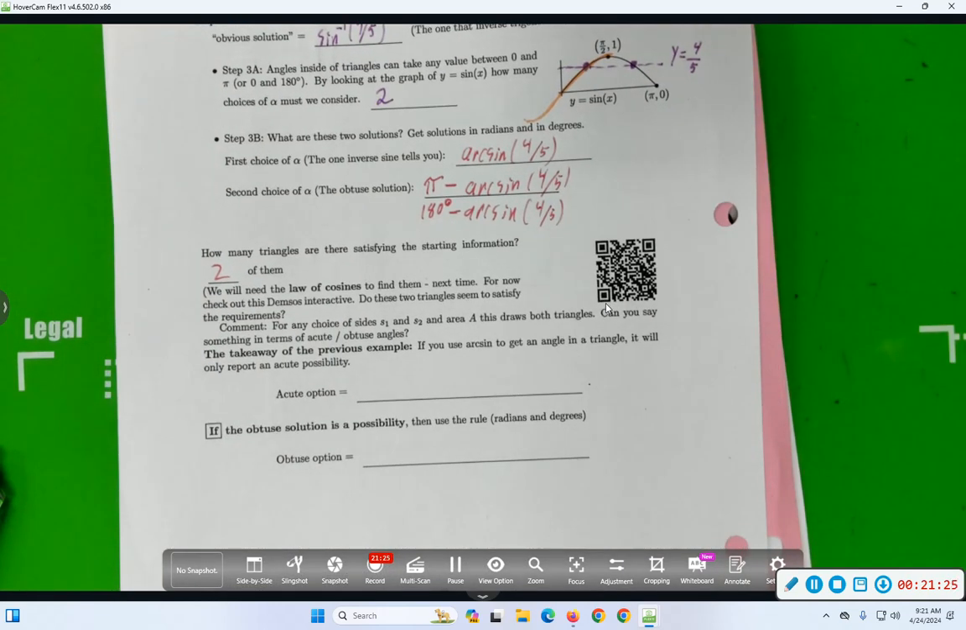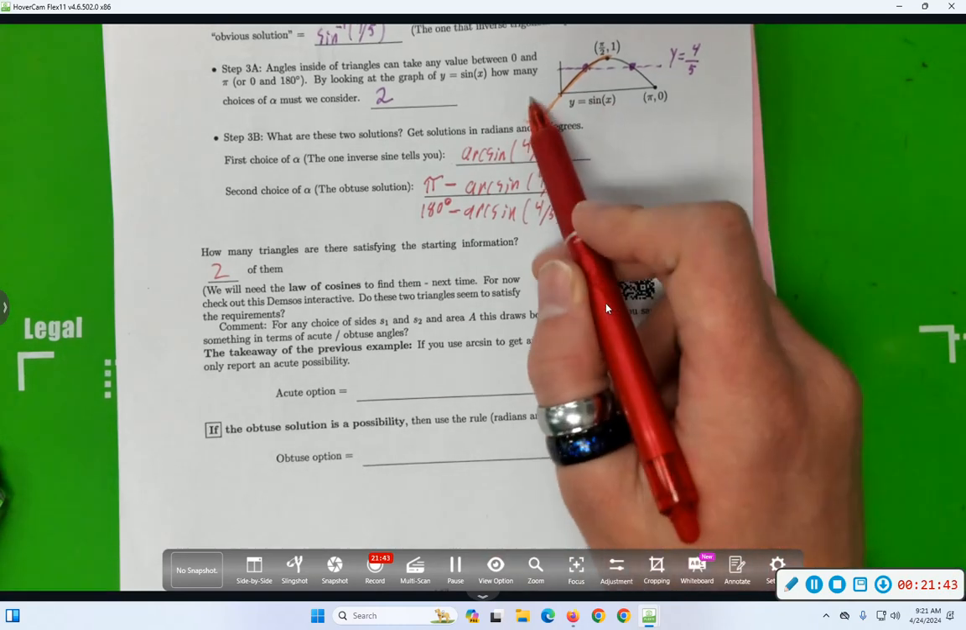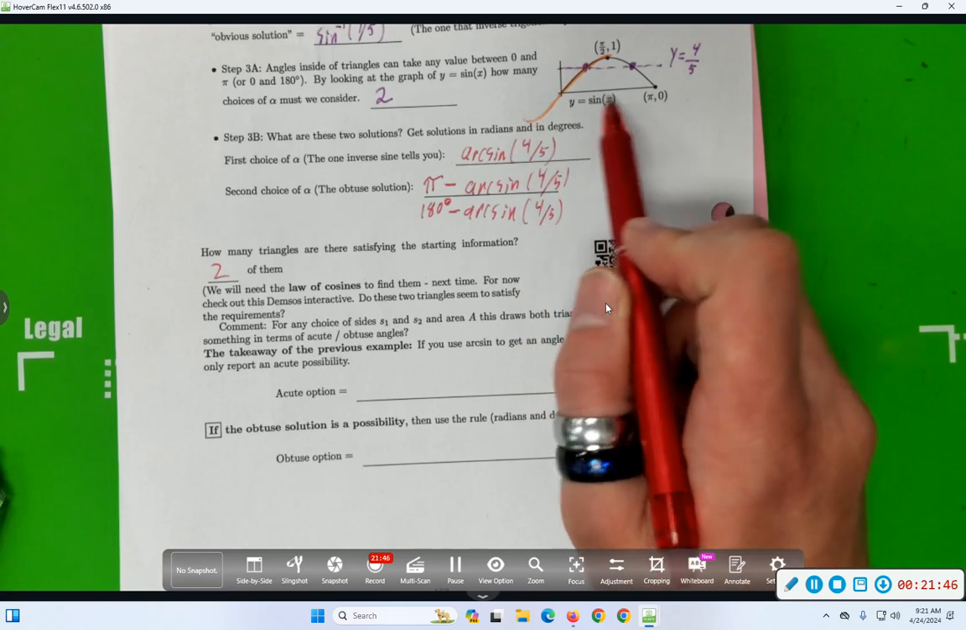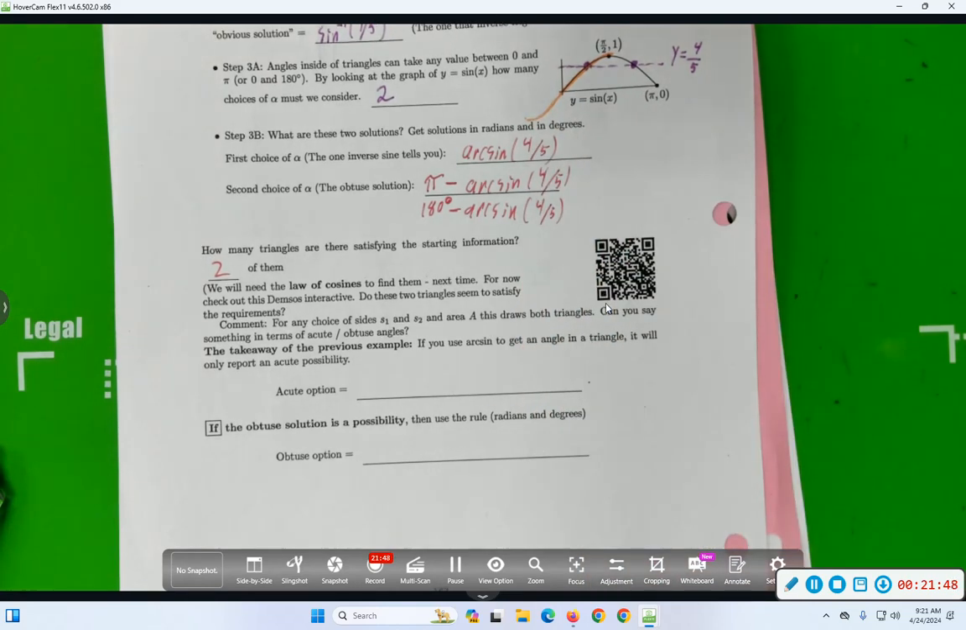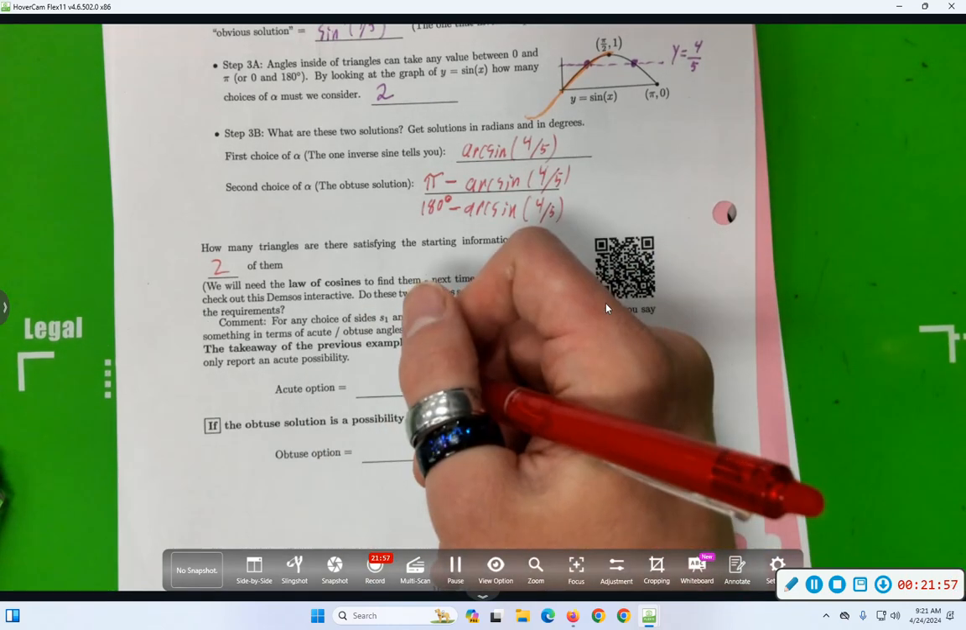So here's the big takeaway. Whenever you use inverse sine to solve a triangle problem, you have to worry about whether or not an obtuse angle is possible, because arc sine will never tell you the obtuse possibility. The range of arc sine is negative pi over 2 to pi over 2, so negative 90 degrees to 90 degrees. It'll never give you an angle bigger than 90 degrees because it can't. So if the solution is an angle bigger than 90 degrees, arc sine will never tell you. So you need to worry about two possibilities.